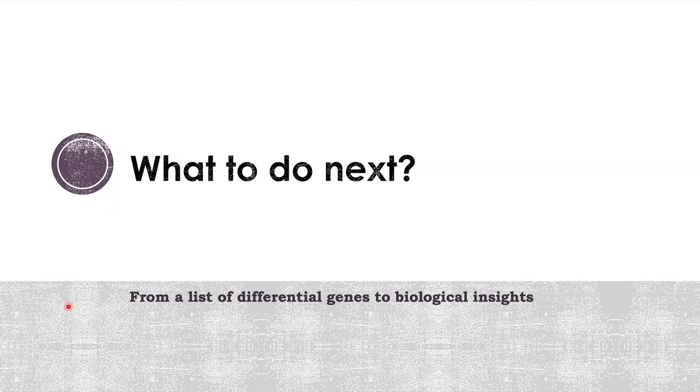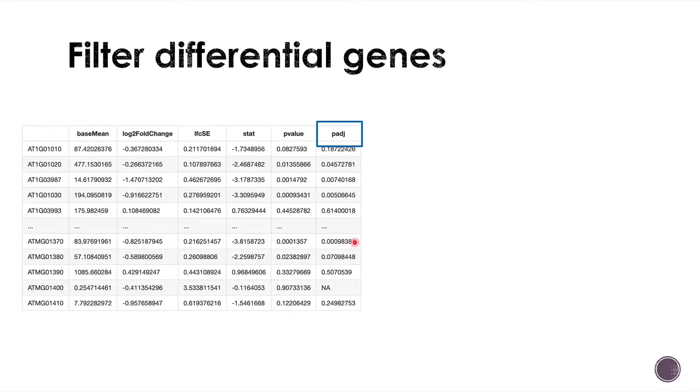Okay, but what to do next? How do you go from a list of differential genes to some biological interpretations and insights? So first, you have to remember that from the DESeq2 differential analysis, you get a table with all the genes, not only the ones that you can consider differential, but also the ones that are not differential. So you can easily verify this by counting how many rows/genes are present in your table. If it's in the range of 20 to 30,000 rows, that means you have all the genes in your table. So therefore, you will have to filter this table to keep only the genes that you consider differentially expressed.